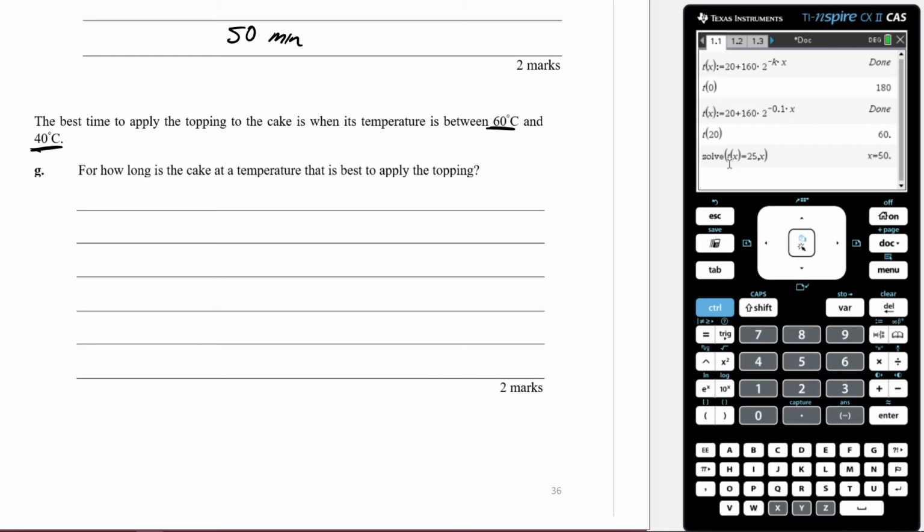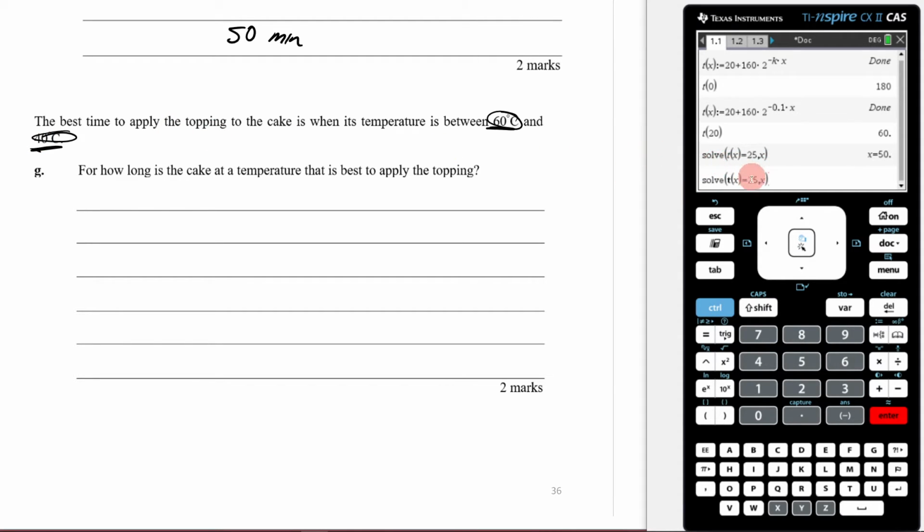Okay, so what you want to do here is you want to sub in, so the best time to apply the topping to the cake is 60 degrees and 40 degrees. Okay, so what are we going to do? We're just going to do a bit of solving. So I would come down here, I would steal this. I'll say, all right, at what time is the cake 60 degrees? At what time is the cake 40 degrees?